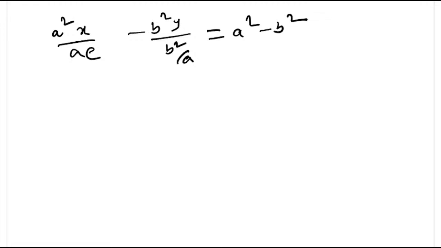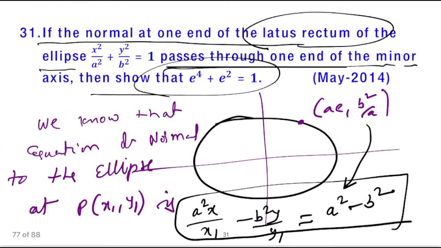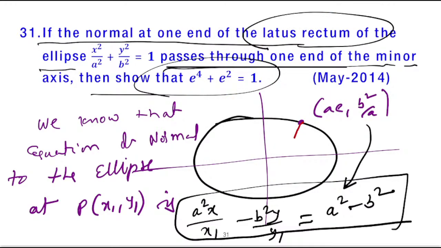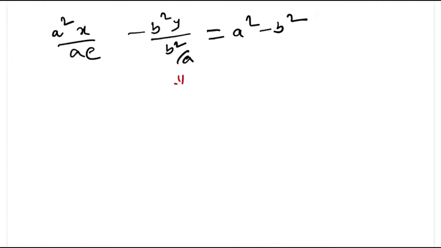And this normal passes through one end of the minor axis. Hey, what is one end of the minor axis? You can take it like this. This red color diagram is our answer. This is one end of the minor axis. So this normal passes through this end. What is this end? Actually it is (0, b) and (0, minus b). Ends of minor axis are (0, b) and (0, minus b). So this fellow now passes through (0, minus b).